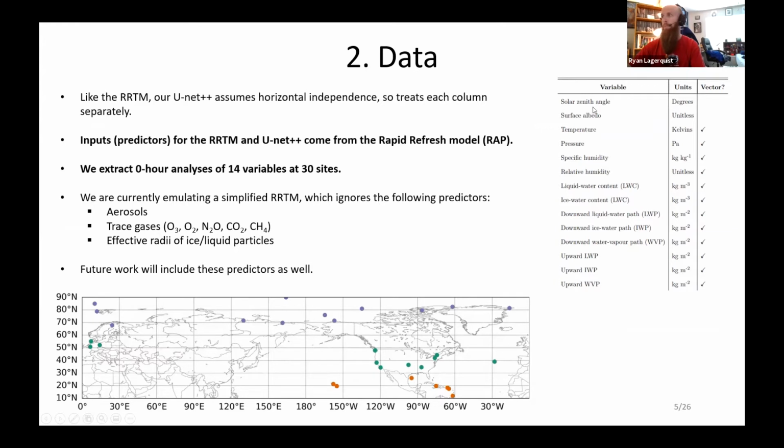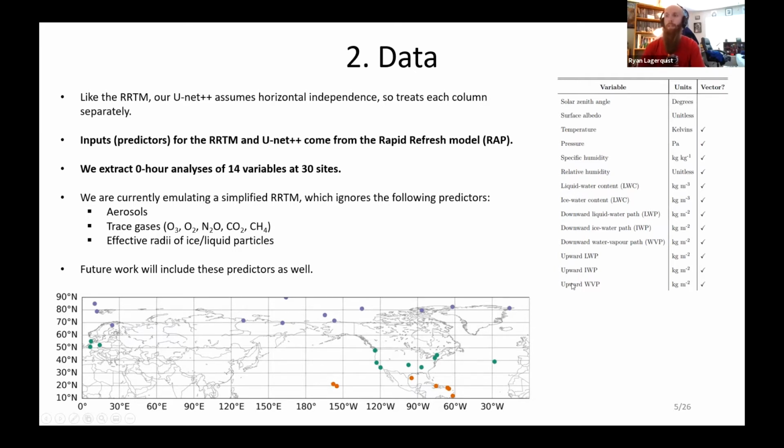The first 2 variables are scalars. One is solar zenith angle, another is surface albedo. And then there's profiles defined at every single model level in the RAP. There's 73 different model levels. Those profiles are state variables like temperature, pressure, then variables related to water vapor like specific humidity, relative humidity, the downward water vapor path, and the upward water vapor path. Then we have variables related to liquid water and ice water as well.